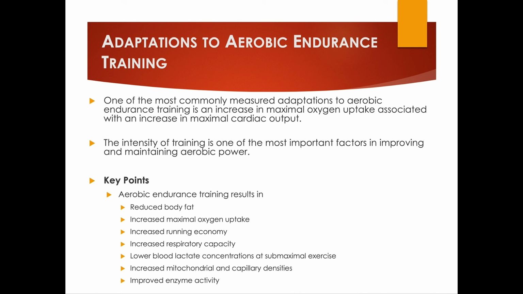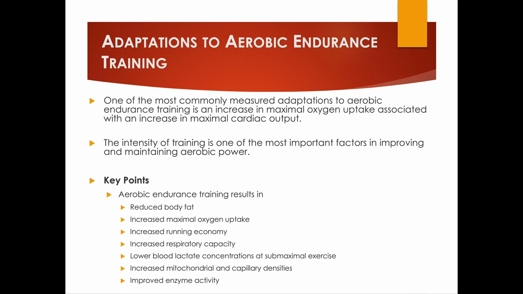One of the most commonly measured adaptations to aerobic endurance training is the increase in maximal oxygen uptake. That's VO2 max, associated with the increase in maximal cardiac output. Once again, the reason why that VO2 max is going up is because a big part of it is you're getting an increase in stroke volume. You're getting a greater ability to eject blood, a stronger heart, more blood volume, larger heart, all that allowing for a greater stroke volume, which allows then to have that greater oxygen capacity.